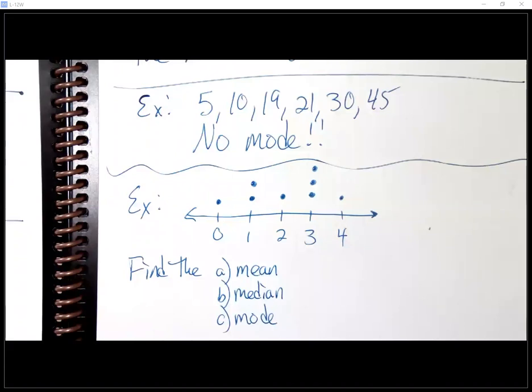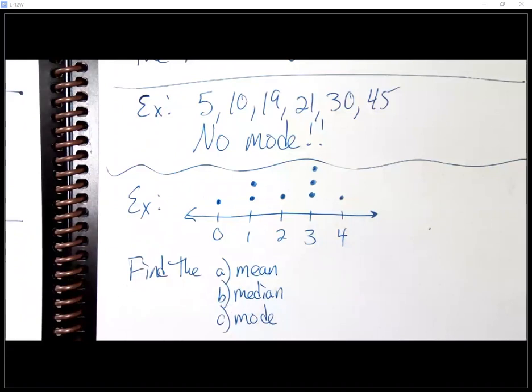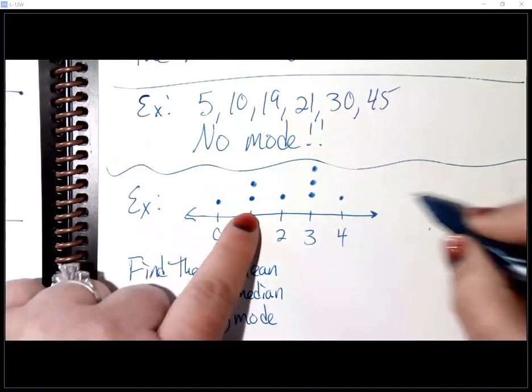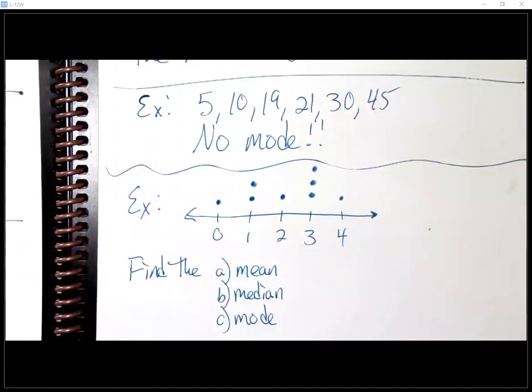It might be helpful, and you don't have to do this, but if it helps you, to turn this dot plot back into a list of numbers. So if you literally list them out, zero, I have one twice, so I'd have zero, one, one, two. So if you want to do that, that can be very helpful. I actually think I'll do that.